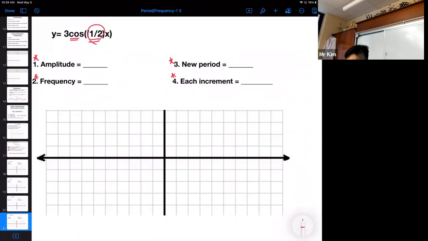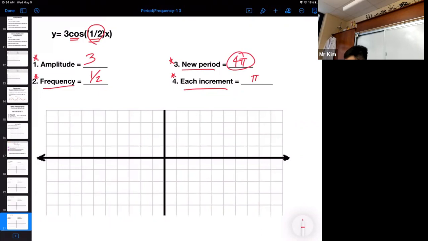Every x value is now going to be expanded because it always has the opposite effect. So amplitude, we all know it's 3. Frequency, new period, and each increment. Abby, could you help me out with this one? Frequency is 1/2. The new period is 4 pi, and each increment is pi. Exactly. So rather than having a 2 pi, now this is expanded.